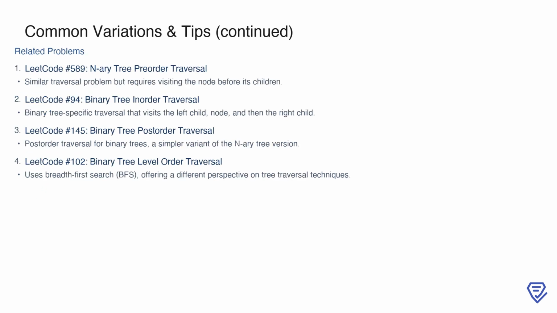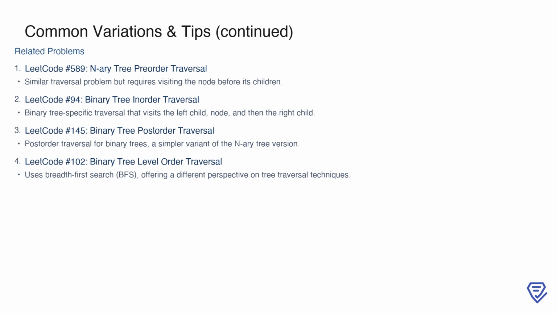Postorder traversal is closely related to several other traversal problems, and understanding these connections can help you build a stronger foundation. For example, LeetCode problem number 589 covers N-ary tree preorder traversal, which is similar but requires visiting the node before its children. Another related problem is LeetCode number 94, which focuses on binary tree in-order traversal.